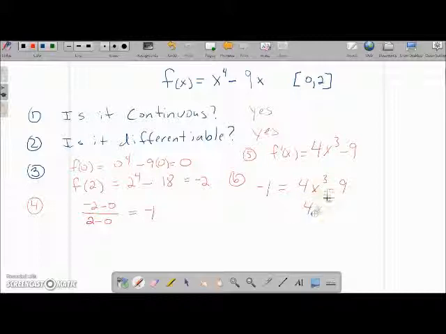So 4x cubed, we would add 9 to both sides, get an 8 here, divide both sides by 4, and get a 2 here. So x is going to equal the cube root of 2, or you could say x equals 2 to the 1/3 power. And you have to check and make sure this number is in between. Your c has to be inside your interval, and it is. And that's all there is to it.